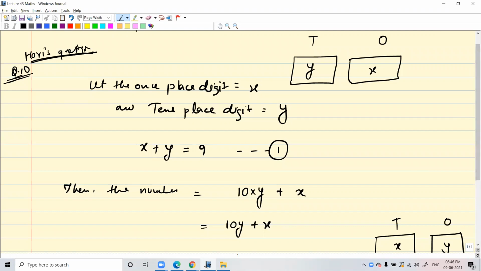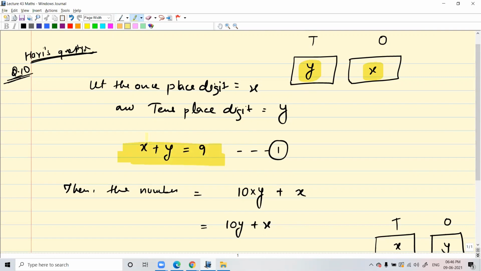Okay, just a quick recap. What did we do? We assumed the ones place digit to be x and tens place digit to be y. And they said the sum of the two digits is 9. So x plus y is equal to 9 became our first equation. Let's hold on to this equation.